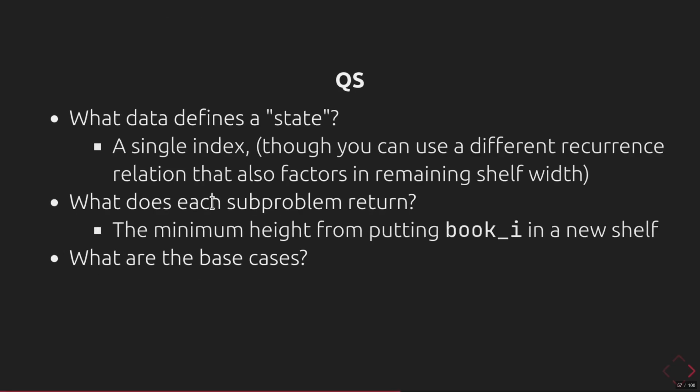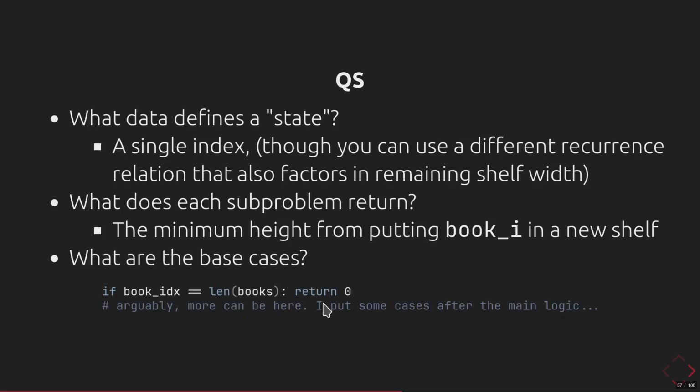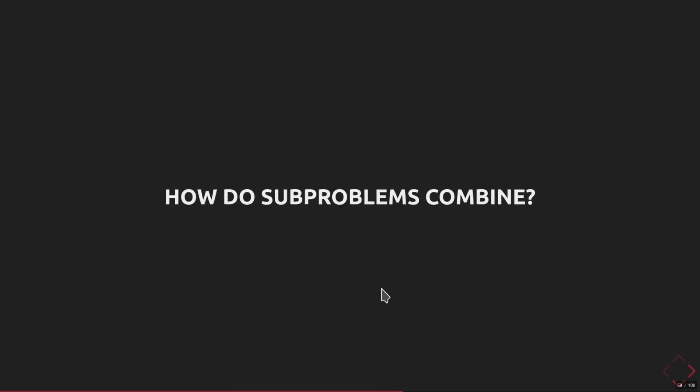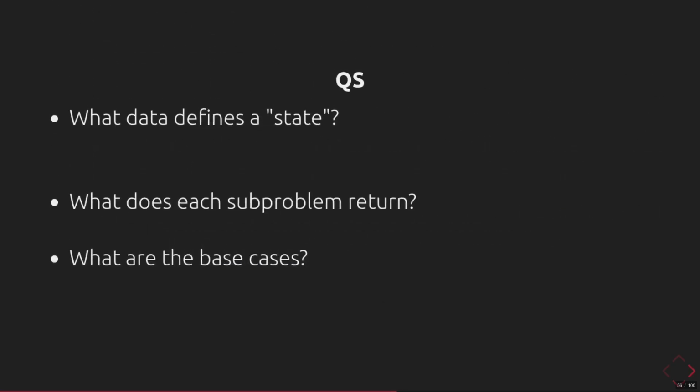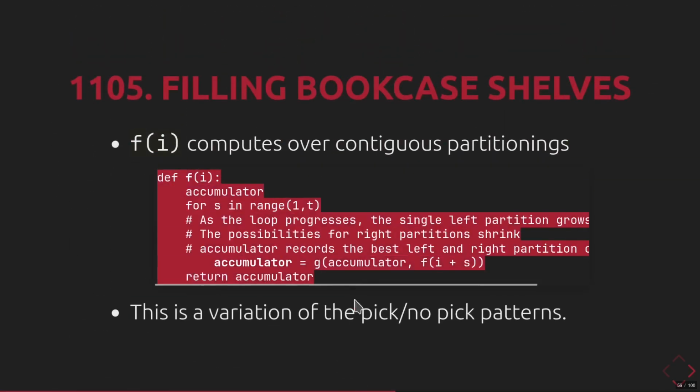So what does each subproblem return? It's the minimum height from putting book sub I on a new shelf. And what are the base cases? What happens if you take the recursion down really far? Well, you'd be out of books, in which case you're at the length of books. So you return 0, because what is the minimum height when you have no books left? 0, because there are no books to put on a shelf. All right, how do these subproblems combine? And the hint is that it's going to look a lot like this, right?